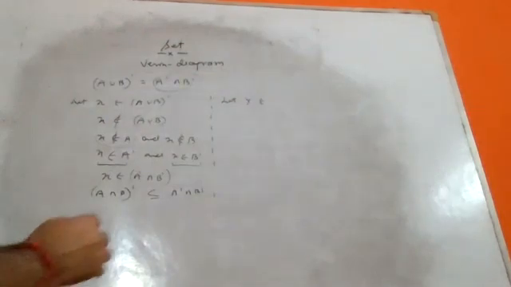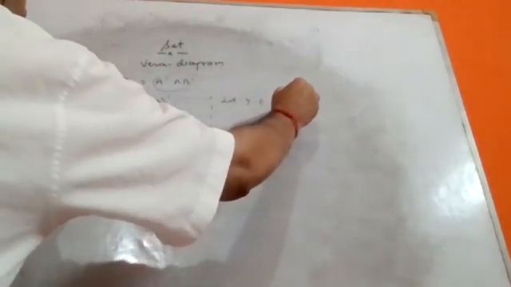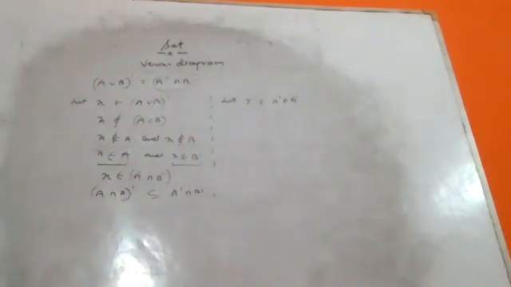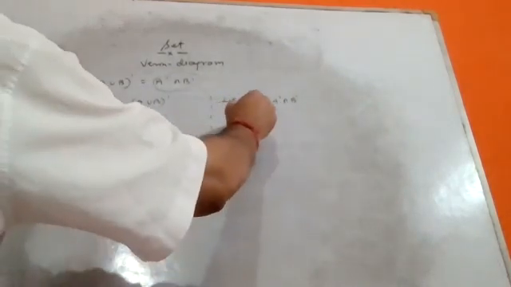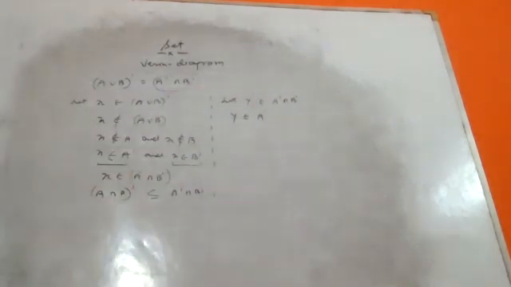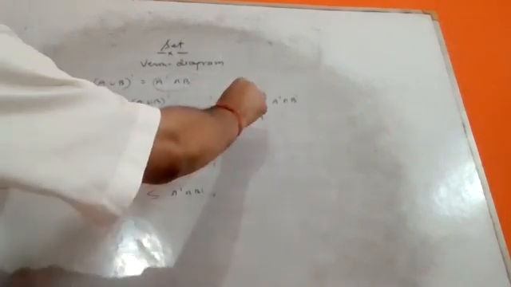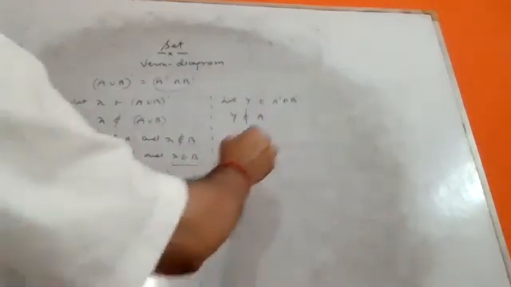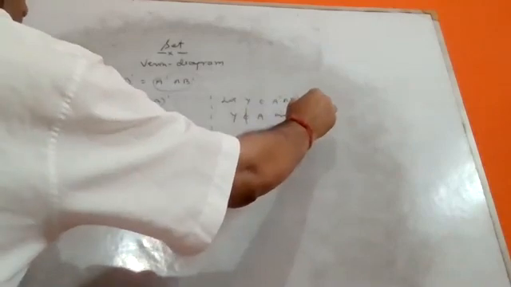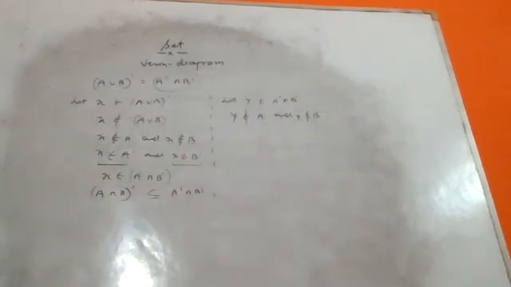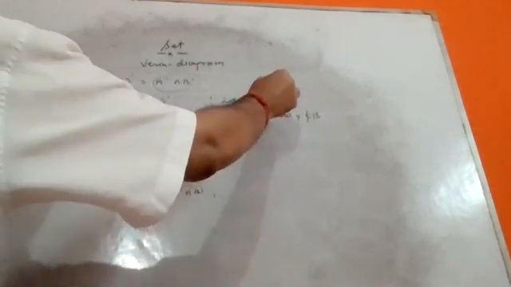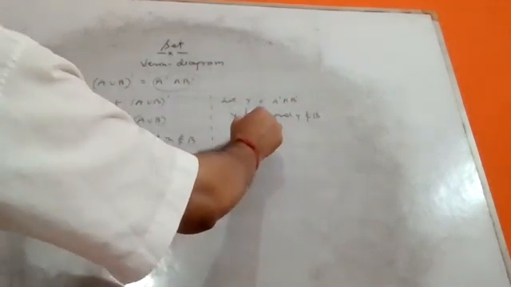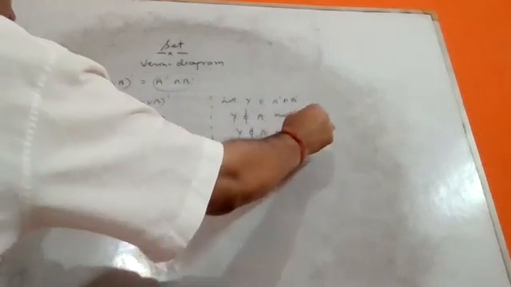Now I'm going to prove it from RHS to LHS. Let y belong to A dash intersection B dash. If y belongs to A dash intersection B dash, that means y does not belong to A, and y does not belong to B. And the reflection of "and" is what? You can also write: y does not belong to A or y does not belong to B.